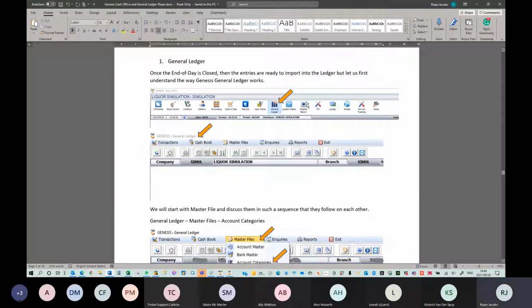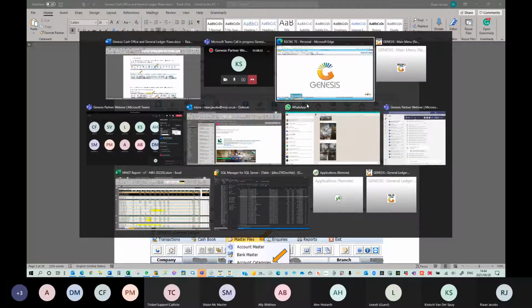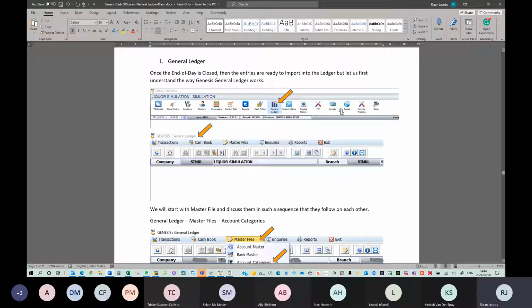So then on the general ledger side, I'm just going to stick to the document first. So on the ledger, you'll open up and you'll have the following. Transactions is your typical where we process day-to-day stuff. It's the same with the rest of Genesis, debtors, creditors, whatever. That's where you process your stuff.